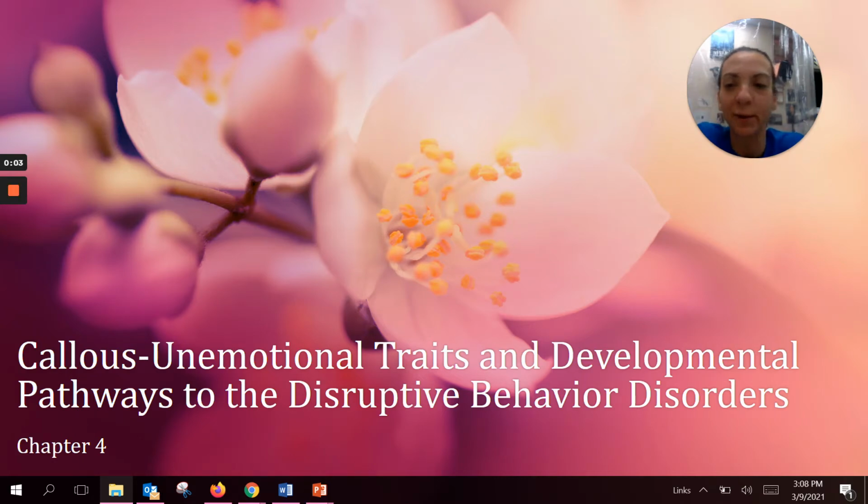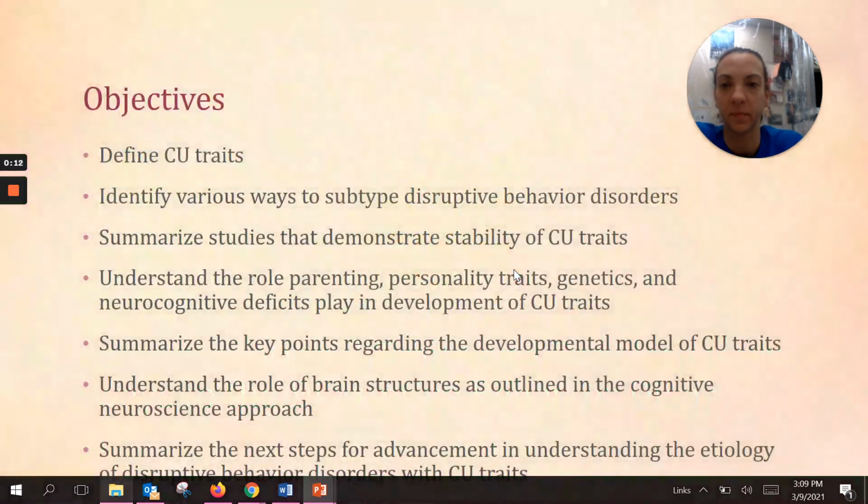Hi everyone, we're back for Chapter 4, Callous Unemotional Traits and Developmental Pathways to the Disruptive Behavior Disorders. So our objectives for today, we're going to define CU traits, identify various ways to subtype disruptive behavior disorders, summarize studies that demonstrate stability of CU traits, understand the role parenting, personality traits, genetics, and neurocognitive deficits play in the development of CU traits, summarize the key points regarding the developmental model of CU traits, understand the role of brain structures as outlined in the cognitive neuroscience approach, and summarize the next steps for advancement in understanding the etiology of disruptive behavior disorders with CU traits.